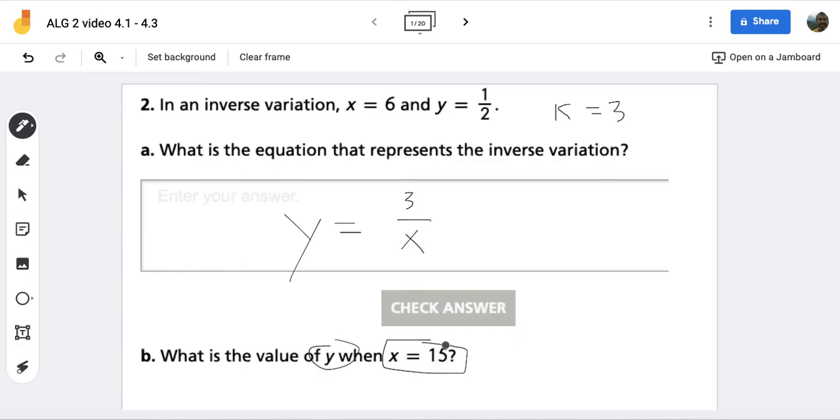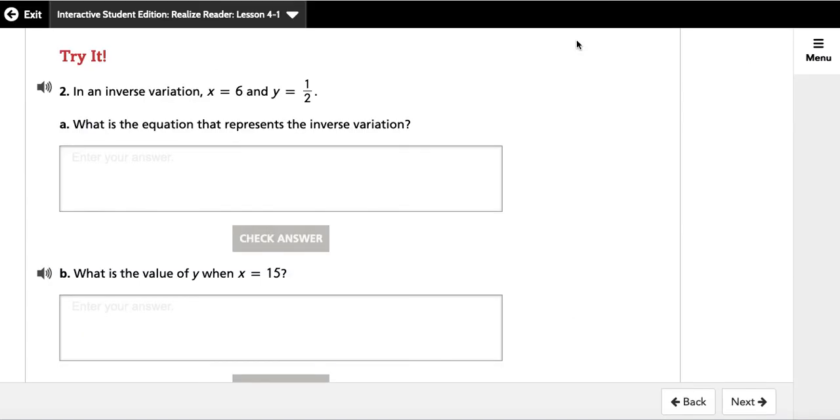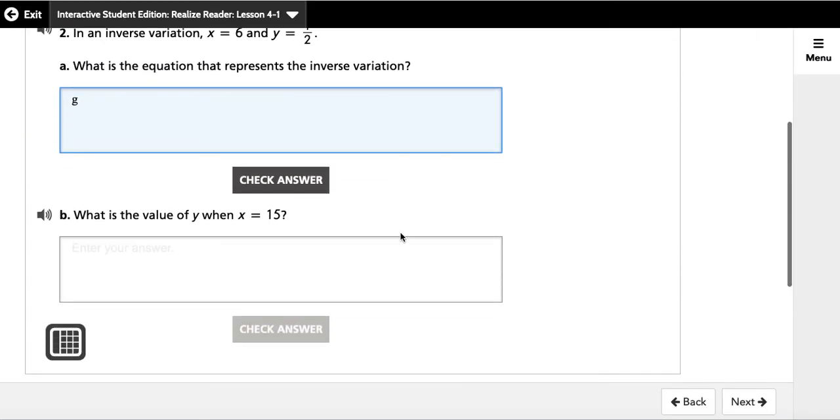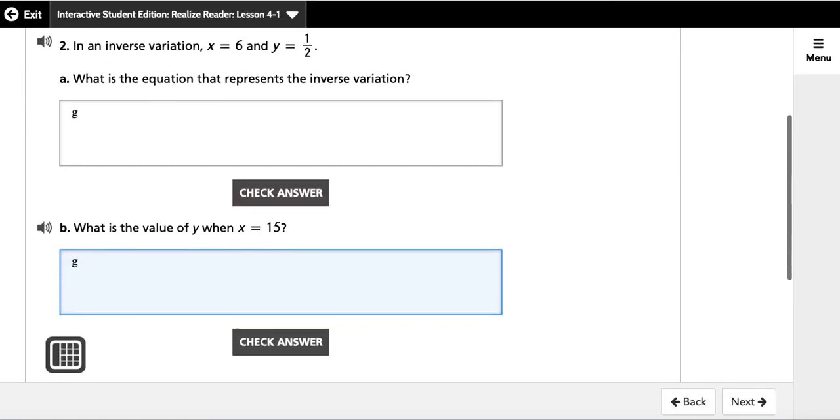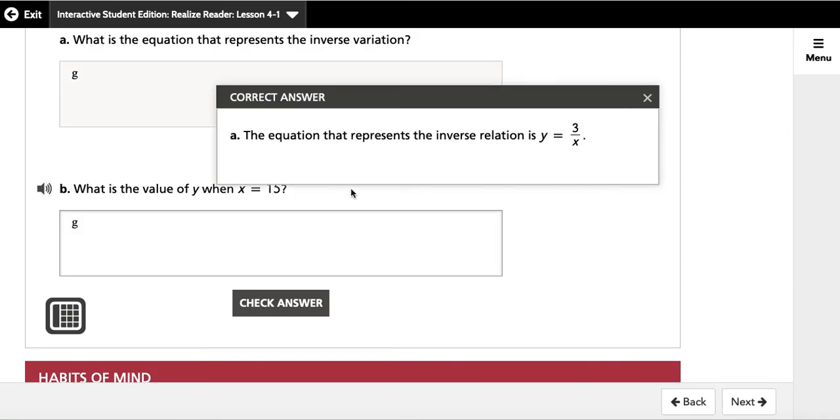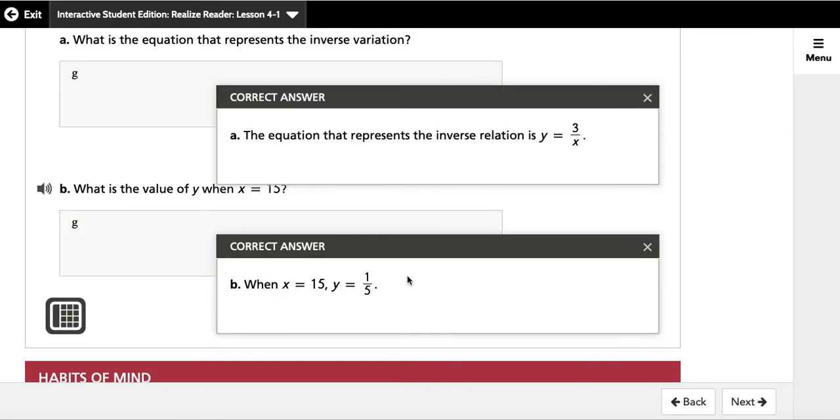What is y when x is 15? Well, when x is 15, we put a 15 in here. We get 3 over 15. 3 over 15 reduces to 1/5, or 0.2. So that's going to be my answer, 1/5, and this equation right here. Let's see what they came up with for those two things. y equals 3 over x, and y is 1/5.